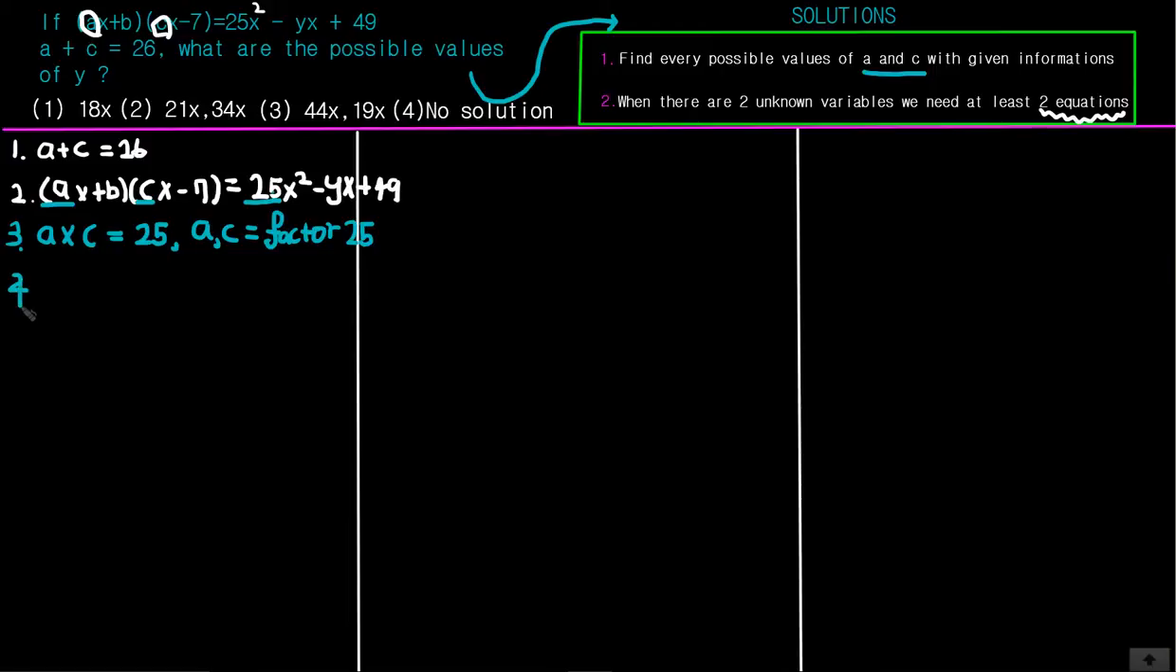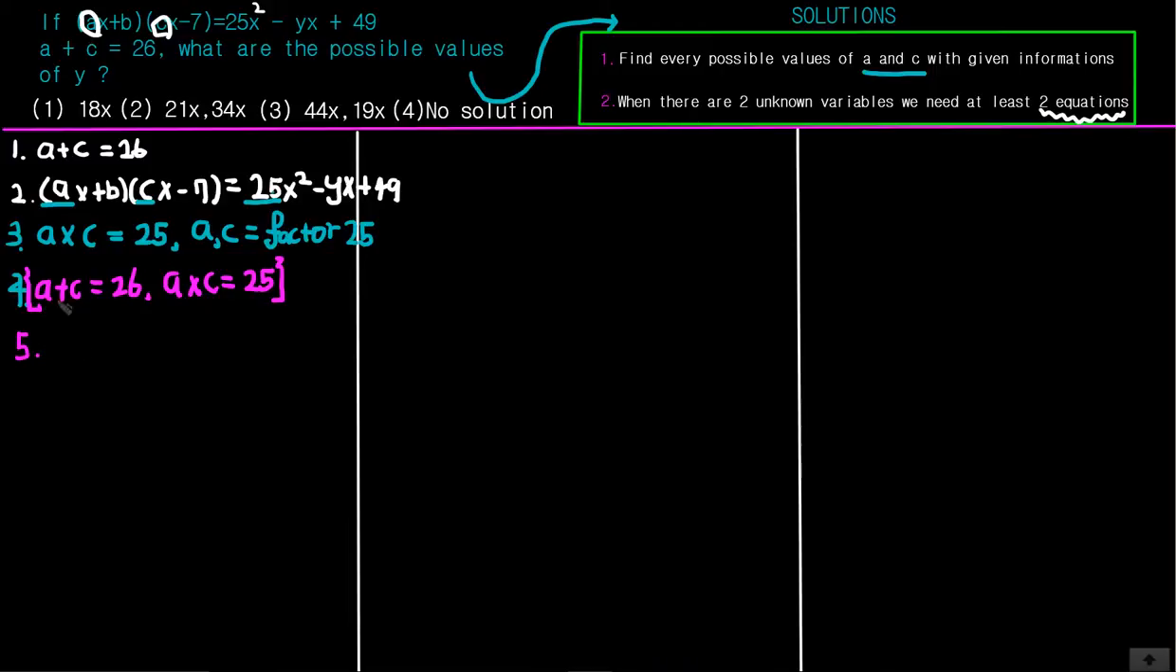In the fourth step, we can bring our whole information together: we know that a plus c is equal to 26, and a times c is equal to 25. This is our whole expression that we are given. Right now, we can isolate one variable in one equation, and then substitute back into the other equation. We can do that in the fifth step.